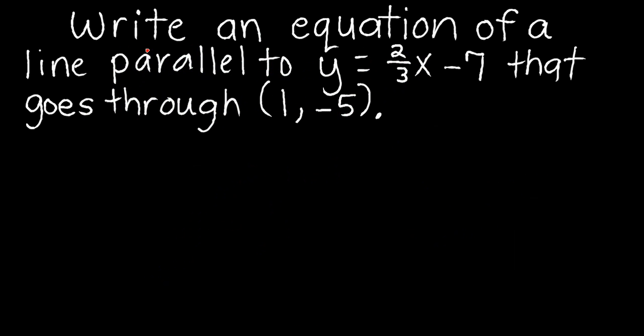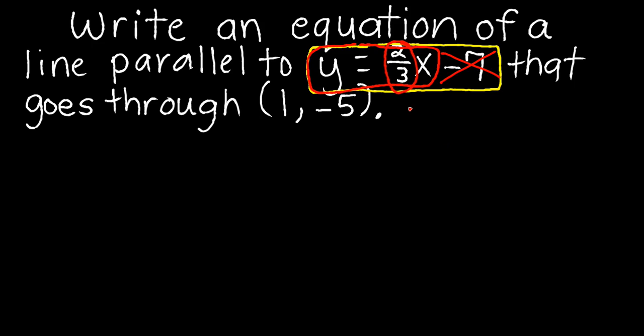The problem is to write an equation of a line parallel to this equation here, y equals 2/3 x minus 7, that goes through 1 comma negative 5. All right, so really all we need from this first equation is this part, the y equals 2/3 x. In fact, what we really need is the 2/3. We don't need the y-intercept. It's completely irrelevant. I can just cross it out. So what I know now is that I'm going to write an equation of a line that's got a slope of 2/3, and it goes through this point here.